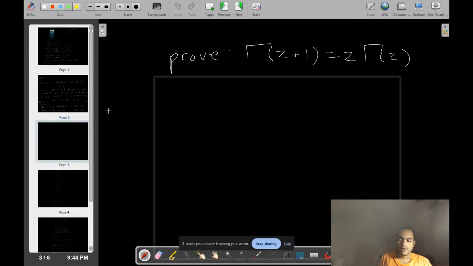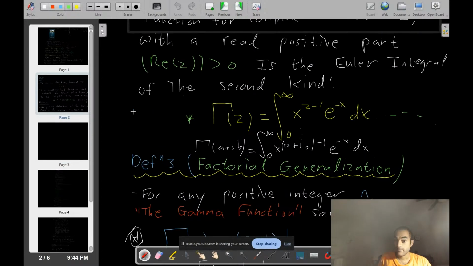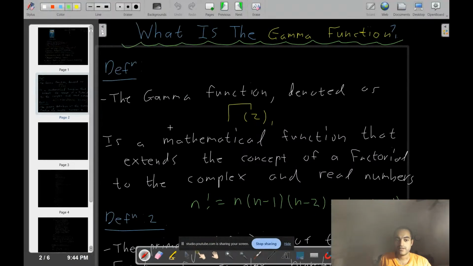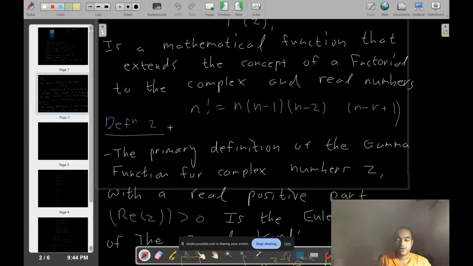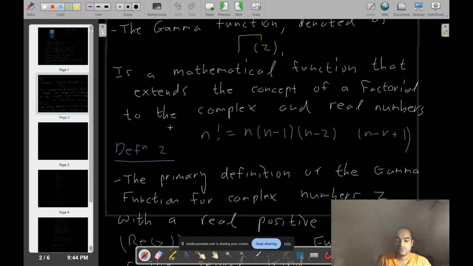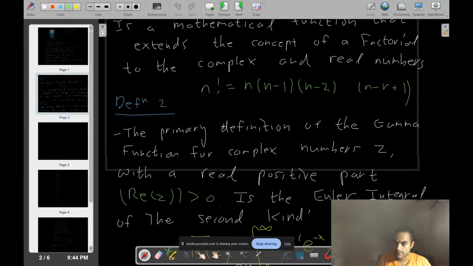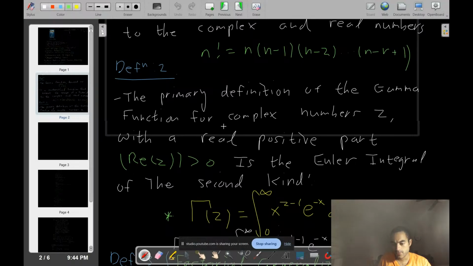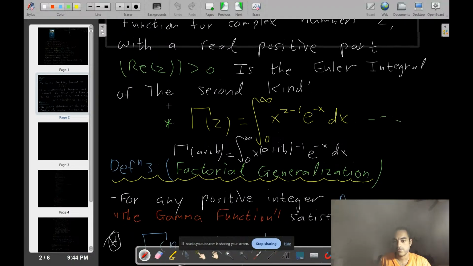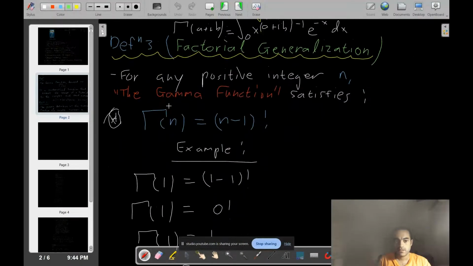Given the definitions I've talked about for the gamma function, definition 1 is what it means semantically, in language terms. Definition 2 is the primary definition of the gamma function for complex numbers z with real part greater than 0, the integral of the second kind: the improper integral of x to the z minus 1 times e to the negative x dx. It's an integral that you can integrate.